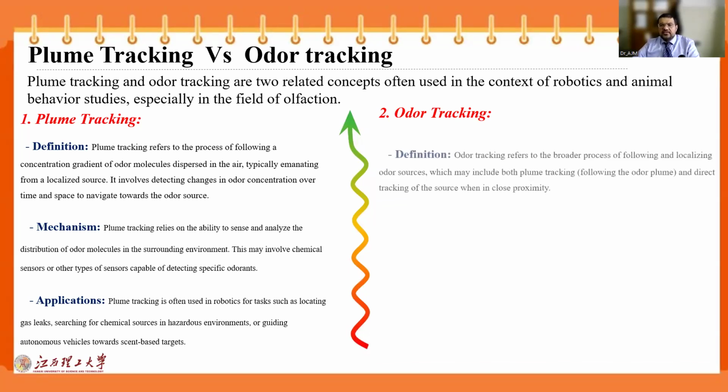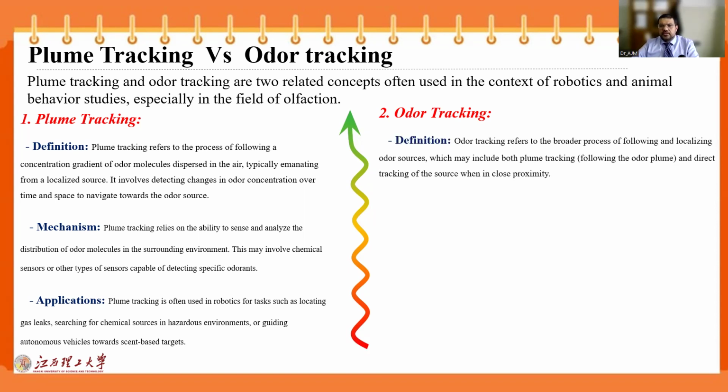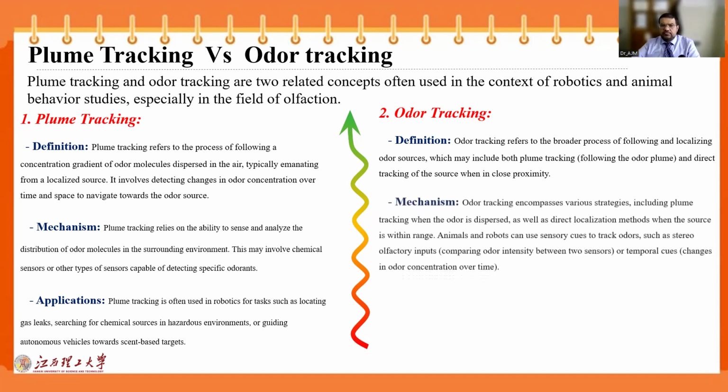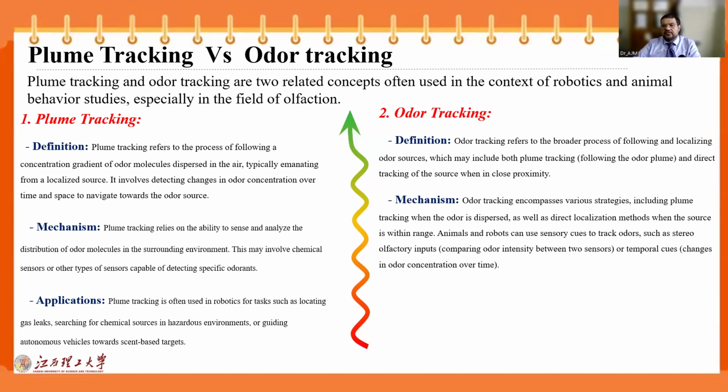Odor tracking refers to a broader process, because we are not just going to track; we should go in the direction of the gas and also do the localization job. This means that odor tracking is one step ahead of plume tracking robots, and if you can do odor tracking, you can do the plume tracking job also.